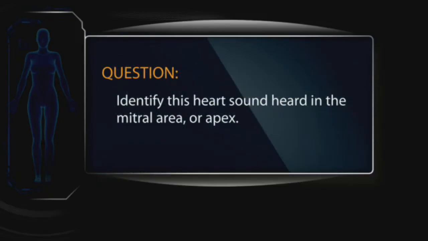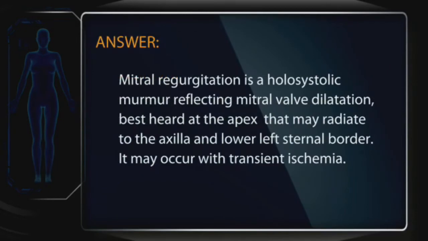Identify these heart sounds. Mitral regurgitation is a holosystolic murmur reflecting mitral valve dilatation, best heard at the apex that may radiate to the axilla and lower left sternal border. It may occur with transient ischemia.